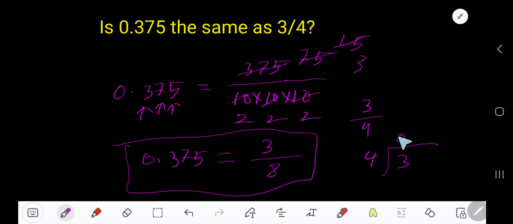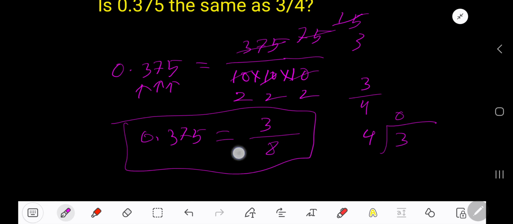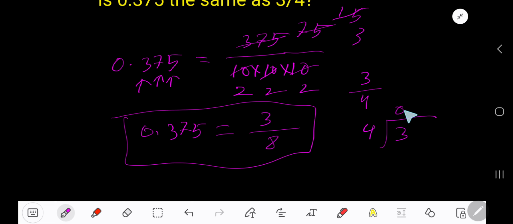4 goes into 3 0 times as 3 is less than 4. Then 4 times 0 is 0, subtract 3. To continue this process, take here a decimal, add a number of zeros. Bring down the first 0, but before the 0 there is a decimal. Decimal must come to the quotient directly.